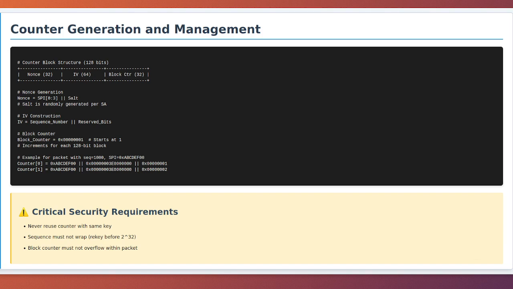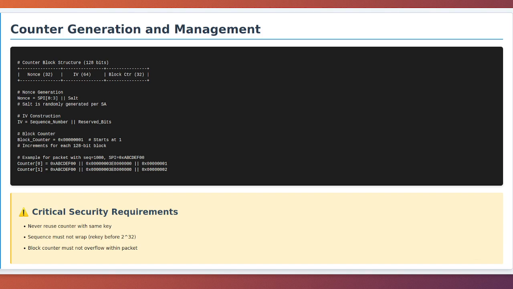The sequence number plays a dual role in counter management. Not only does it provide anti-replay protection, but it is also incorporated into the counter to ensure each packet uses a unique set of counter values. When the 32-bit ESP sequence number approaches its maximum value of 2^32 - 1, the SA must be rekeyed to prevent sequence number wraparound. This is why you will see SA lifetime limits based on both time and packet count in VPN configurations.